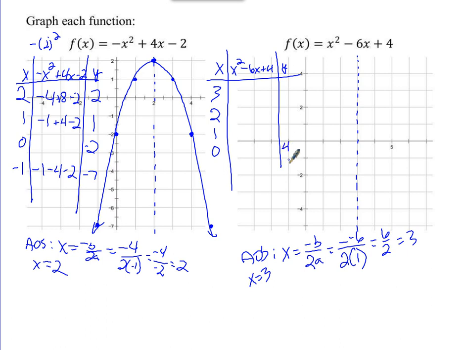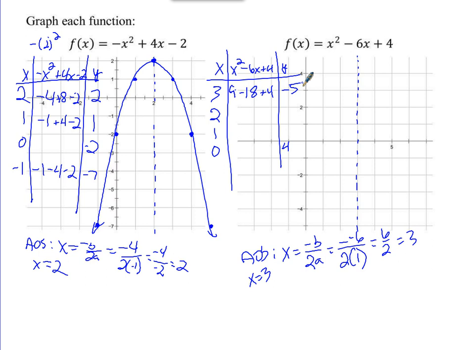Okay, let's go with 3. First term is 9 minus 18. Okay, 9 minus 18 plus 4, what do we get? 9 minus 18 is negative 9. Negative 9 plus 4 is negative 5.